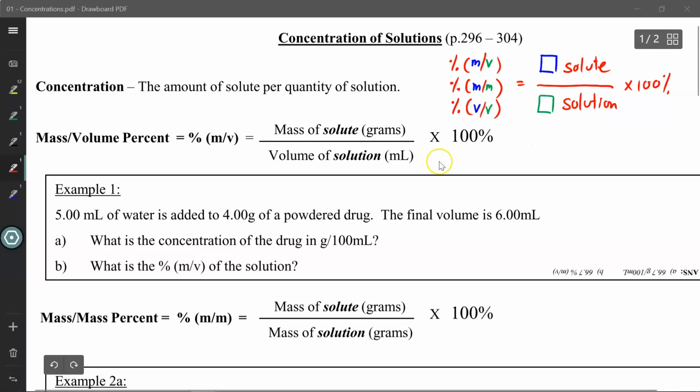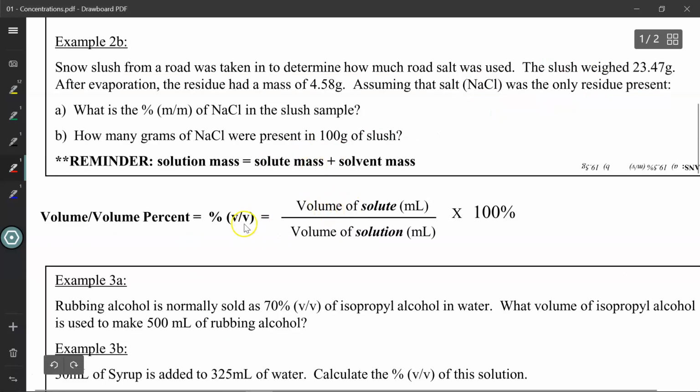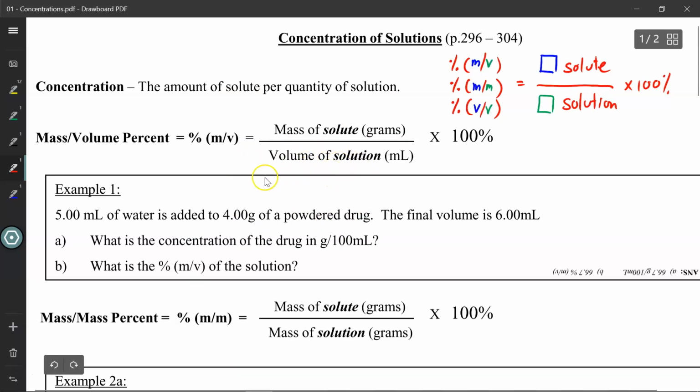Is it easier to measure the mass of a liquid or the volume of a liquid? Is it easier to measure the mass of a solid or the volume of a solid? How about a gas? So if it's easier to measure the mass of a solute, then choose percent MV or percent MM. But if it's easier to measure the volume of a solute, choose percent VV. The same goes for the solution. Is it easier to measure its volume or easier to measure its mass? And that will dictate how we want to express the concentration of our solution.